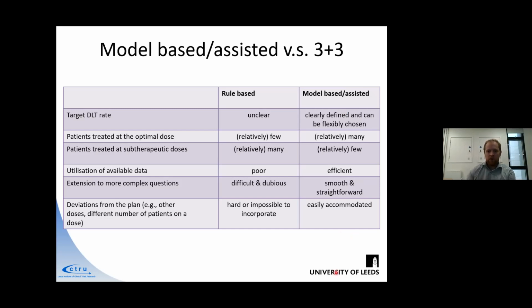Okay. So I did mention that I'd talk briefly about model-based versus model-assisted. I think this really depends. It's not a simple yes, one is better than another. It'll depend on the number of dose levels that you're studying, and the exact question at hand. In general, I would use a model-assisted type design if there are a few dose levels, whereas if there are more dose levels, I'd consider the model-based. And a lot of this is around practicalities as well as the statistical properties.